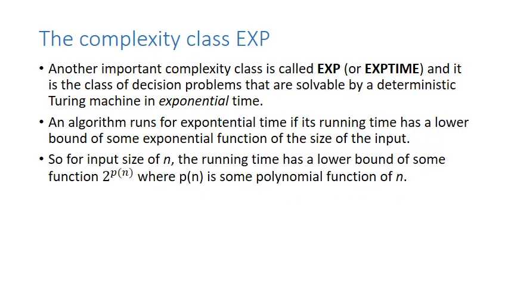Another important complexity class is called EXP or ExpTime, and it is defined as the class of decision problems that are solvable by a deterministic Turing machine, but now in exponential time. An algorithm is said to run for exponential time if its running time has a lower bound of some exponential function of the size of the input. So for the size of the input n, the running time has a lower bound of some function 2 to the power of p(n), where p(n) is some polynomial function of n.